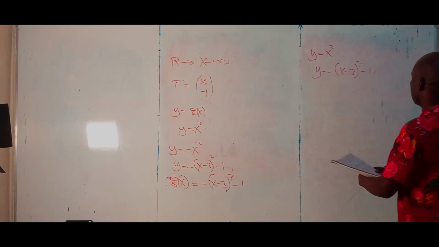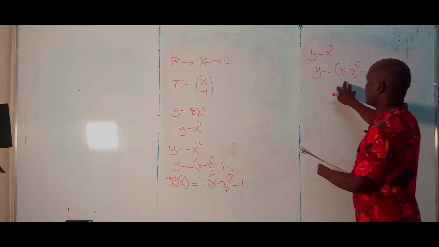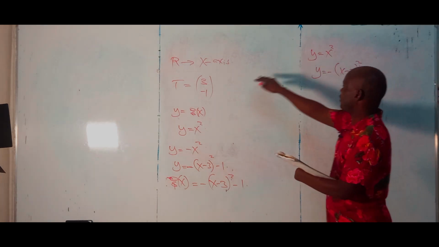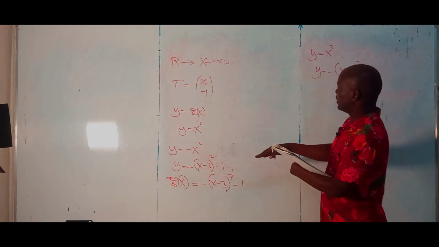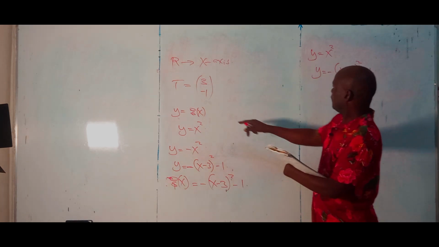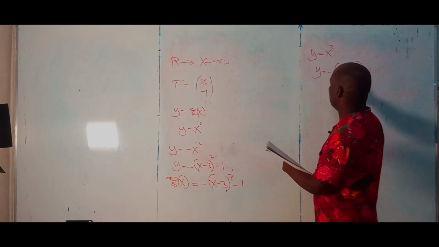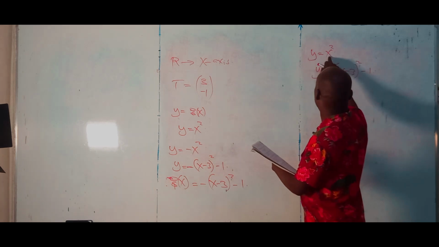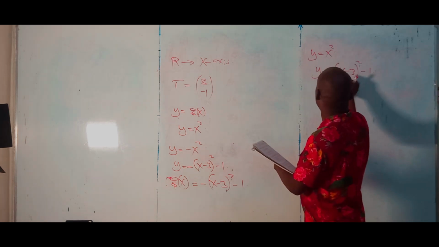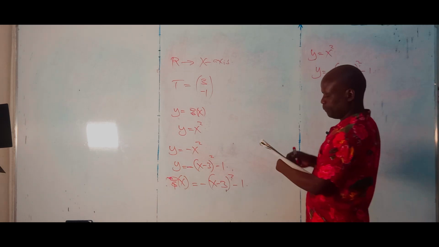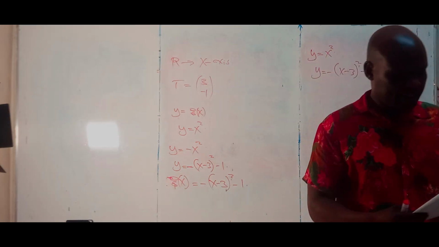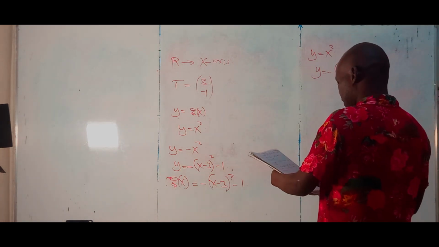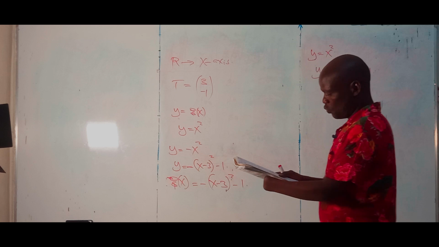Then second, we want to consider a reflection. We have applied the translation, which leaves us here, because where there's x in x squared, we subtract 3 first, then square it. The second thing we look at now is the reflection.